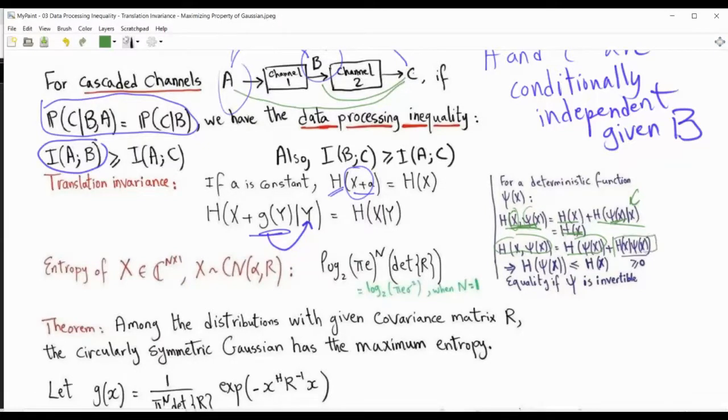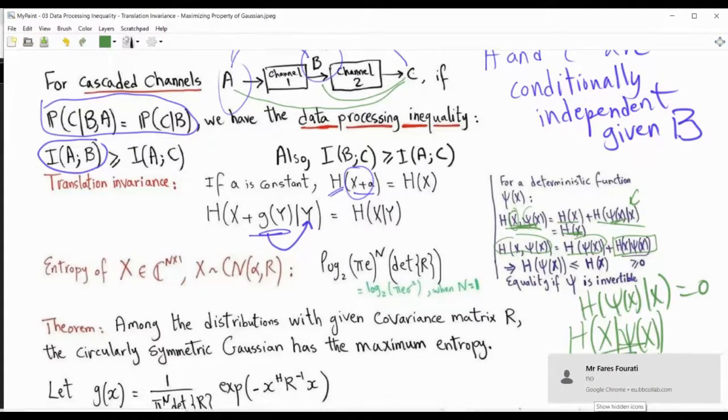Okay, so this entropy here is greater than or equal to 0. Basically, is it 0? So here is the question: is this thing guaranteed to be 0? So this thing is guaranteed to be 0. What about this one? Guaranteed to be 0?